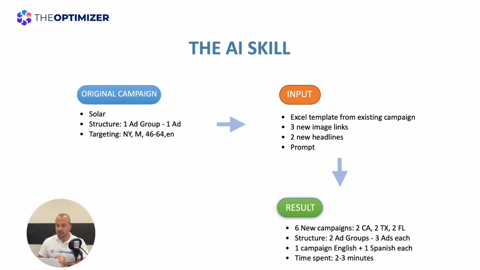Now, what I want to do next is first download an example template from an existing campaign. It is a simple campaign with one ad, just for the sake of this demonstration. It is a solar campaign targeting New York City, men between, I think it was 46 to 65, something like that, if I remember correctly. And I want to expand this campaign to Texas, California, and I think it was Florida. So I want to expand it to 3 other states. And for each of these states, I want to create one campaign version in English and one in Spanish.